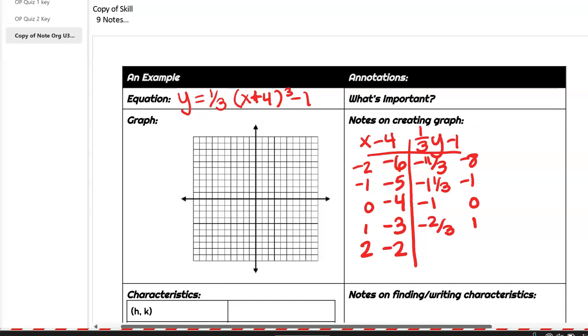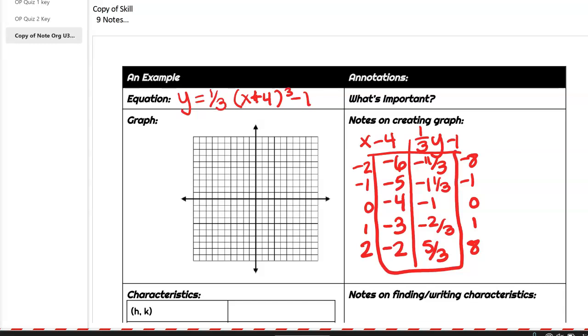Oops, sorry about that. I wrote that parent function wrong, so let's make sure we fix it. All right, so these points will give us our new graph. So -6, -11/3, which is like -3 2/3, -5, -1 1/3, -4, -1, -3, -2/3, and -2, 5/3, which is like 1 2/3.